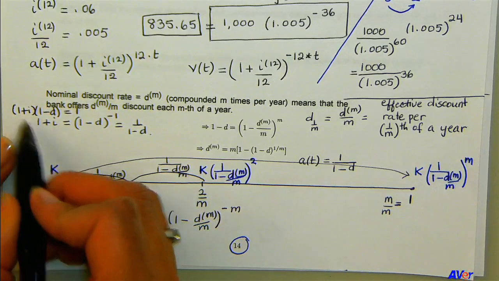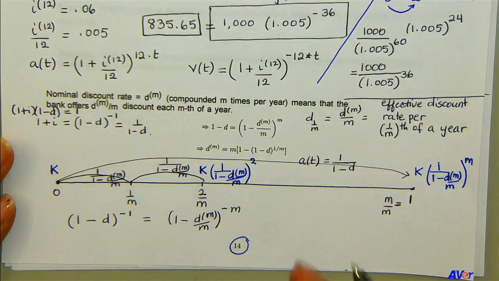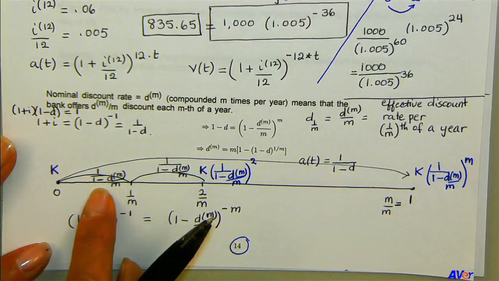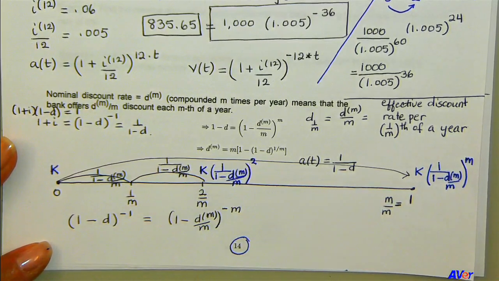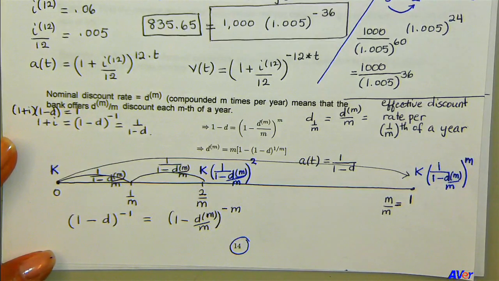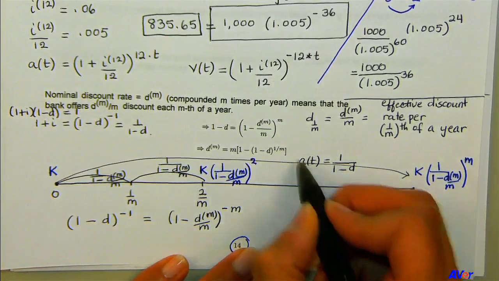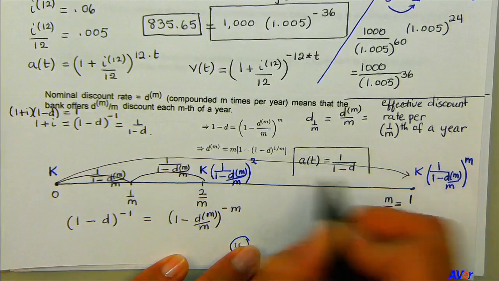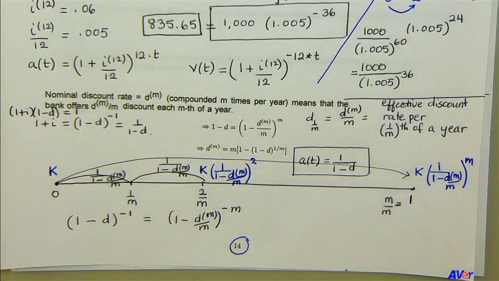All I did was use the fact that 1 plus i is 1 over 1 minus d. And since I know the formula for i^(m) over m, I can just switch it to 1 over 1 minus d^(m) over m. That's it. Somewhere here I should, yeah, this is good. Next page.